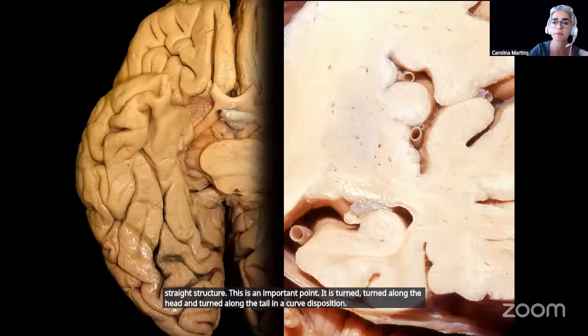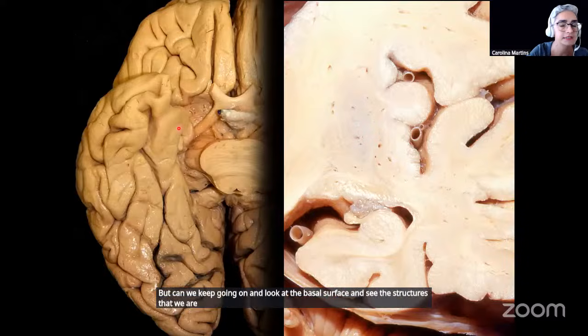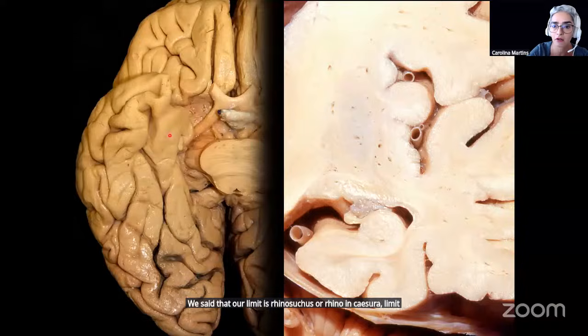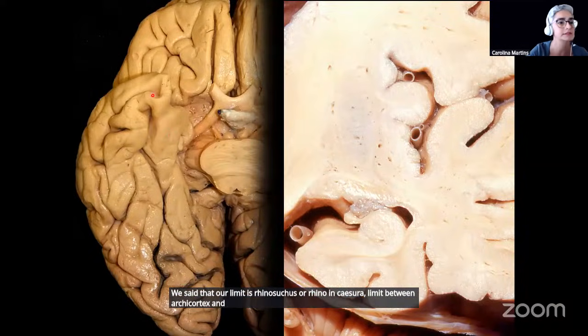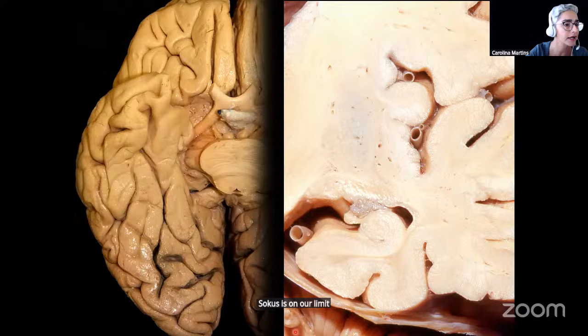But can we keep going on and look at the basal surface and see the structures that we are mentioning? Can we see the layers that we are mentioning? Let's see. We said that our limit is rhinal sulcus or rhinal incisura, limit between archicortex and neocortex. The new part of the temporal bone makes its limit from the limbic structures. The collateral sulcus is on our limit. Then we have the rest of the basal neocortex structures.